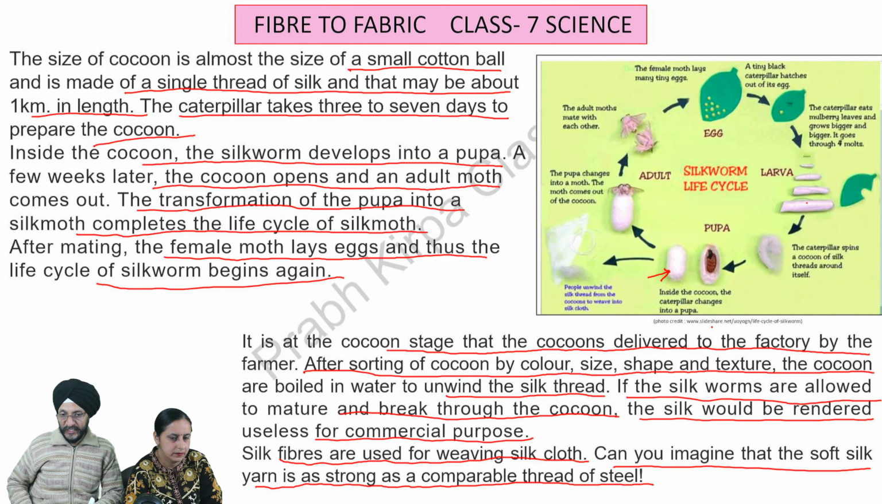So at this stage, the cocoons are sold in the market, so that silk can be obtained from the cocoons by giving steam, or by keeping them in the sunlight, or by boiling the cocoons, and the silk fibers can be obtained.